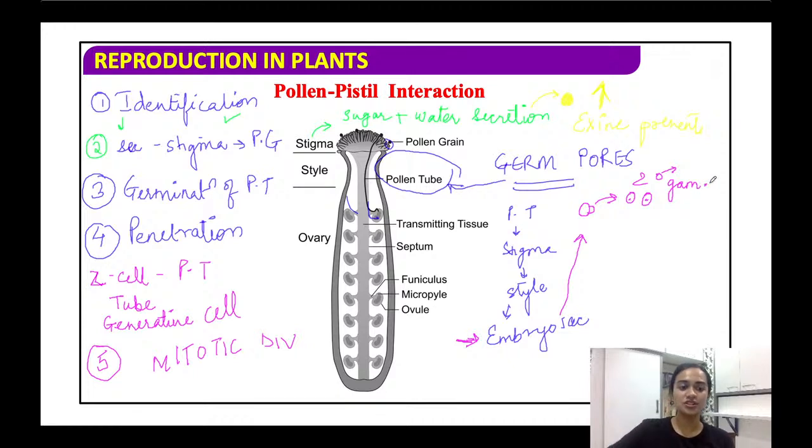I hope this process is clear. First it will identify, then the stigma secretes a sugar-water secretion. It causes the pollen to expand. Then the pollen will start the germination of the pollen tube. This germination will happen through the germ pore. Now this will start penetrating, and once the penetration starts, it will undergo mitotic division.